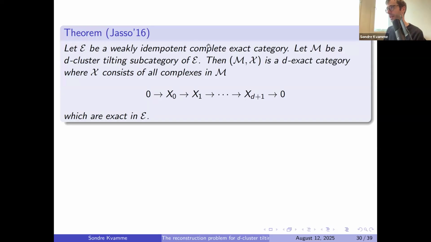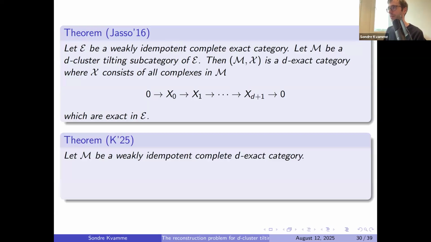Note that if you didn't have weakly idempotent complete, then this would not give you a D-exact category. The main issue being that exactness of complexes is not preserved under homotopy equivalence if you don't assume weakly idempotent complete. So there is a way without weakly idempotent complete to get the D-exact category, but then you need to close this class under homotopy equivalence. So I will assume weakly idempotent complete in my statements. Then I get the following theorem.